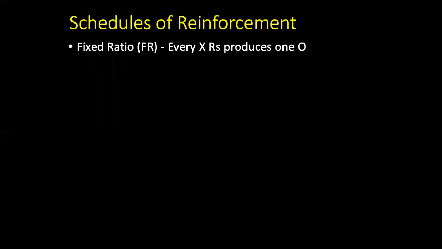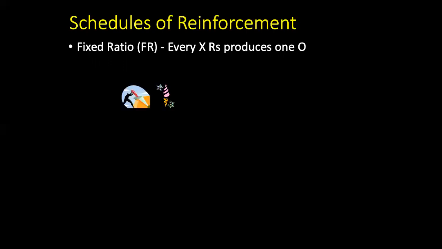Ratio is always about learning that a certain number of responses is going to produce an outcome. And interval training is always about a certain amount of time before a response is going to produce an outcome, right? So let's work through each one of these a little bit. So fixed ratio means every certain number of responses will produce one outcome.